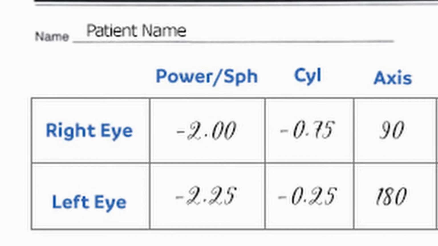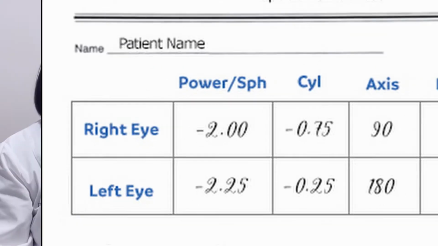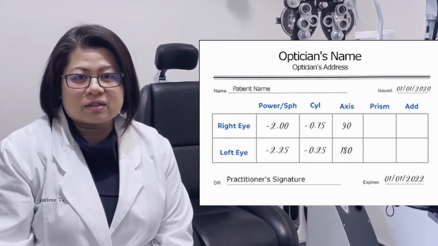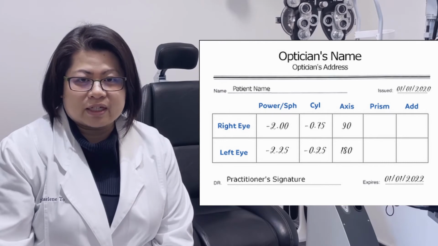The second column is CYL, which stands for cylinder. This is how much astigmatism you have. This number is usually negative. The higher the number, the more astigmatism you have. The third column is the axis. The axis is the location or the orientation of your astigmatism. The axis can be anywhere from 1 to 180 degrees. So if you have a number under the cylinder and axis columns, that means you have astigmatism.